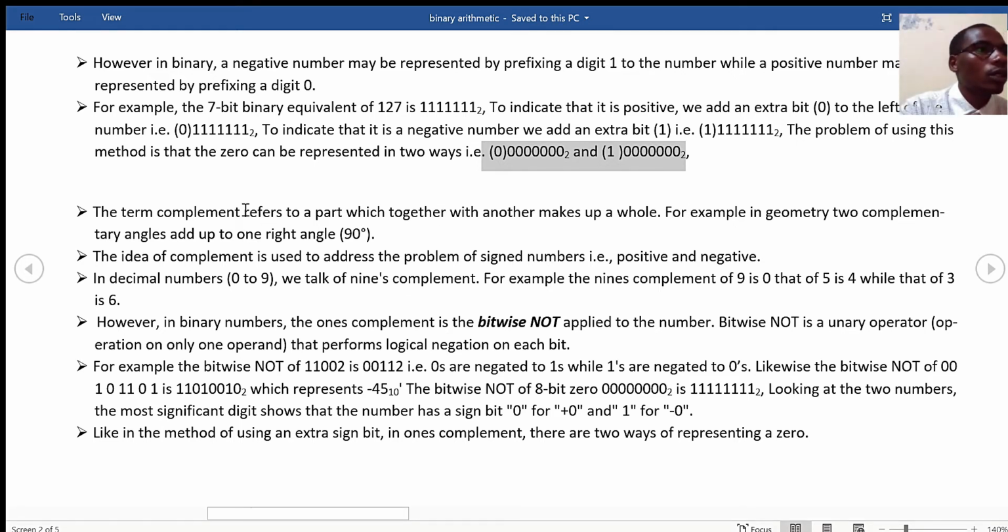Let us go to the other one, which is the ones complement. It is another way of representing signed binary numbers.